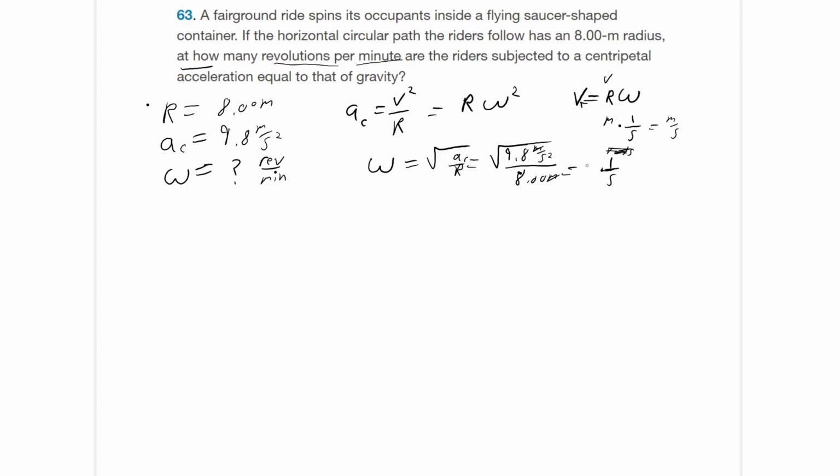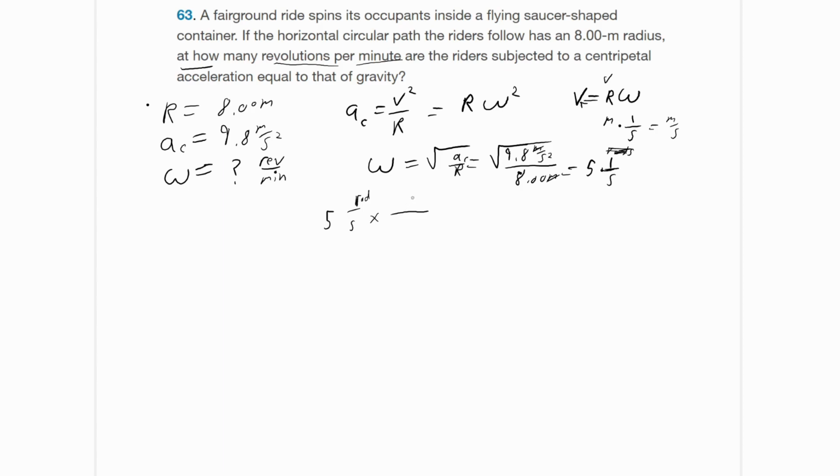Whatever our final answer on this step is, so let's just say this was 5, it's not. But whatever that answer was, we're going to try to convert this from 1 over seconds into revolutions per minute. We're going to use some dimensional analysis. So first off, let's put the radians back in. And so let's go to revolutions.